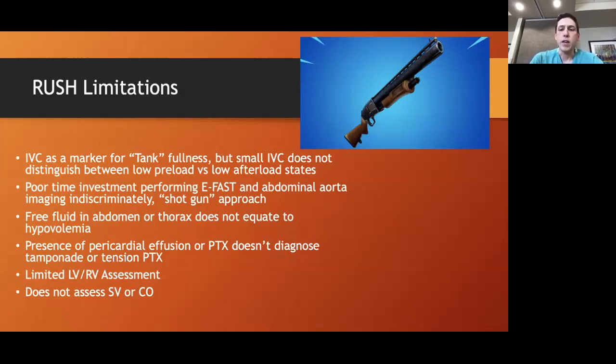In addition, even if free fluid is found to be in the abdomen or the thorax, this does not equate to hypovolemia. Likewise, the presence of a pericardial effusion or pneumothorax doesn't diagnose tamponade or a tense pneumothorax. Indeed, the ultrasonographic diagnosis of tamponade is actually quite nuanced and the subject of a separate lecture. And lastly, the exam's assessment of the LV and RV function are somewhat cursory with potential for error, and no assessment is made of the stroke volume, the cardiac output, or of the patient's response to interventions.